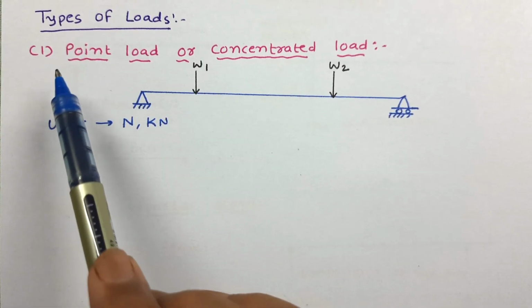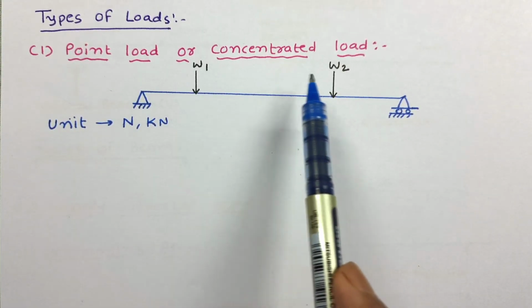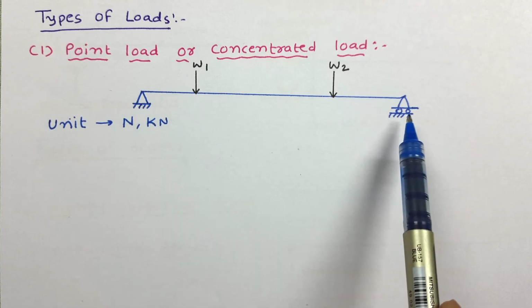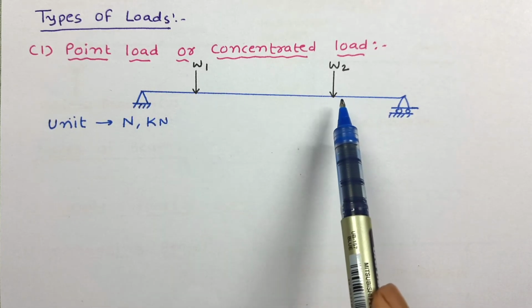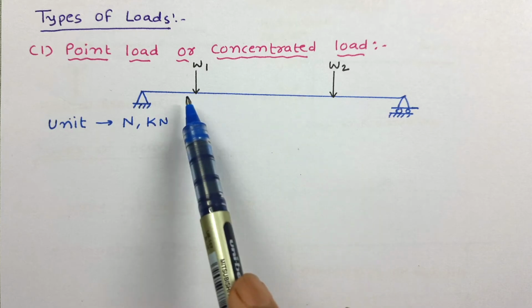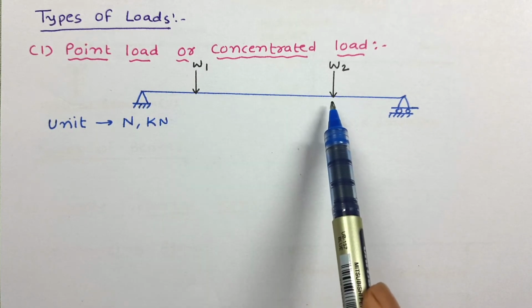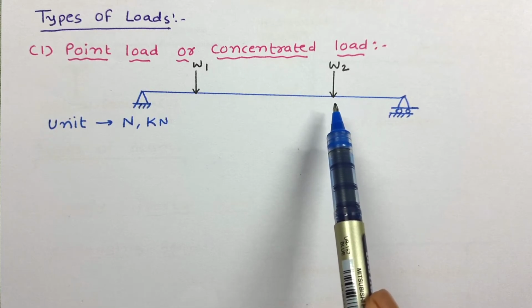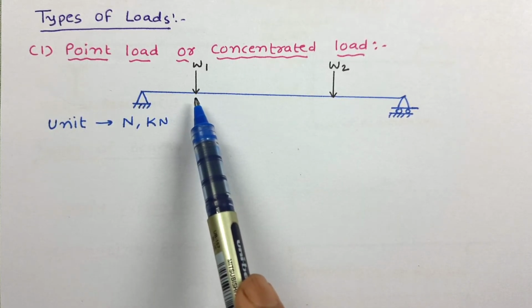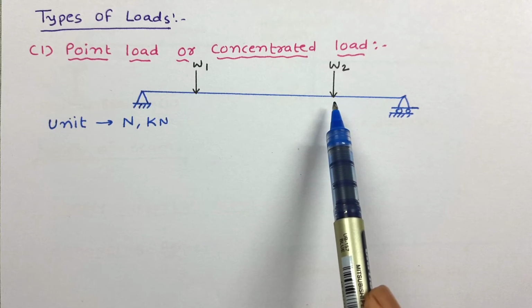Now let us move to the next topic of the session, that is types of loads on the beam. This is the point load, or we can say concentrated load. In the figure we can see two different loads acting at two different points of the beam. So these are called point load or concentrated load. Point loads or concentrated loads are the loads which act at a single point on the beam.